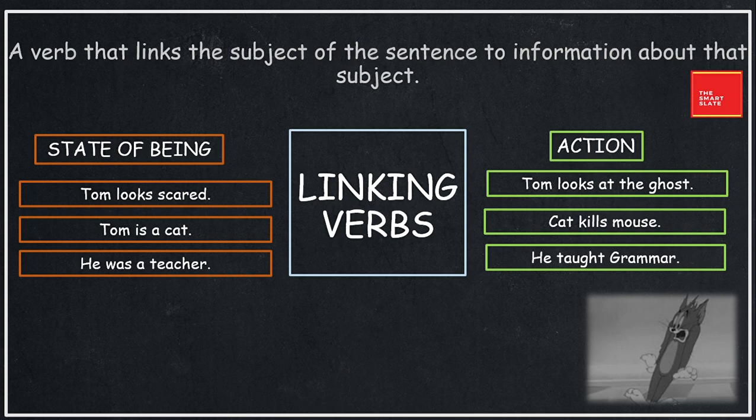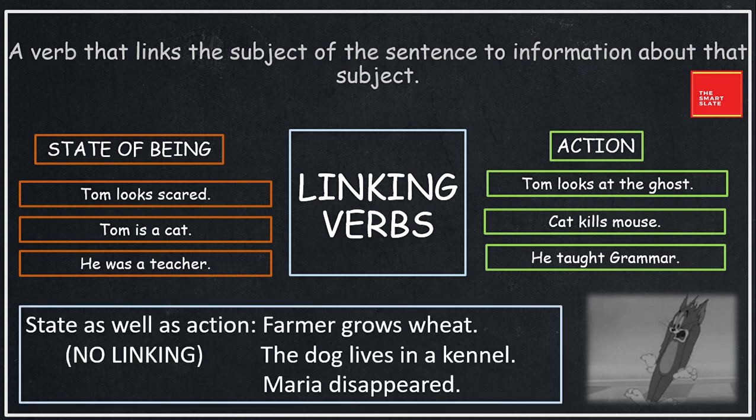So linking verbs are quite easy, but not all verbs are linking verbs because they do not show you either a state or any information. They are just used to write general sentences like farmer grows wheat, sun rises in the east, dog lives in a kennel, Maria disappeared. Here there is no information, neither any state of being. These are sentences which provide general information, but there is no linkage of the subject to information about the subject.